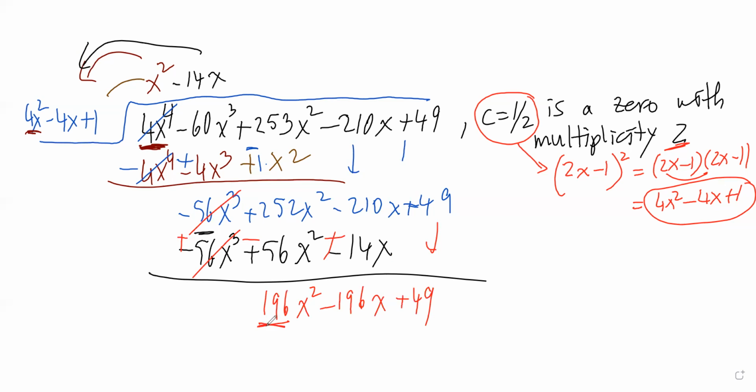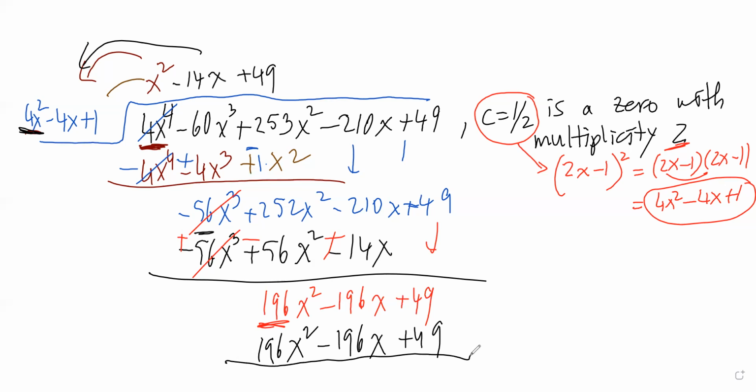And then we'll do this one more time. So 196 divided by 4 will give me 49. So I will have plus 49 here. And then multiply, so this will be 196x squared, and 4 times 49, that's negative 196x, and then plus 49. Now when you change the sign, minus, plus, minus, all of this cancels each other, so you get 0, and that's what we expect. That's what we expect to happen because we divided by a factor. This was a factor of the polynomial.